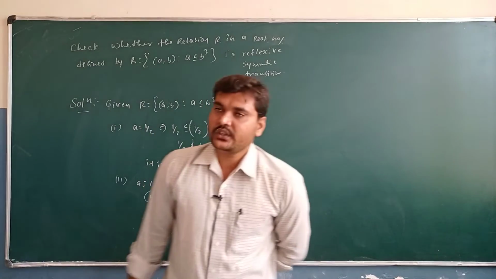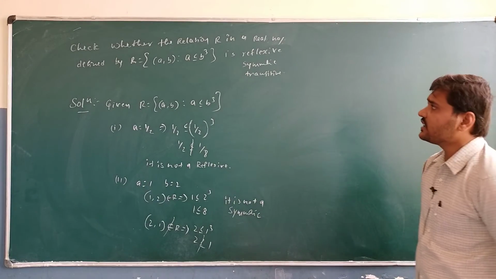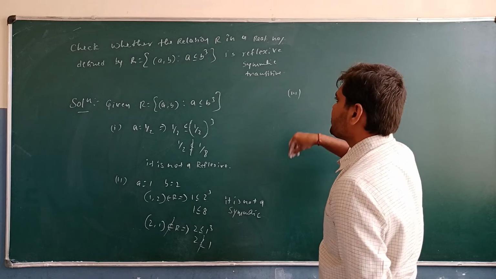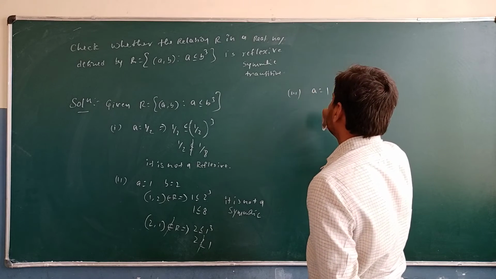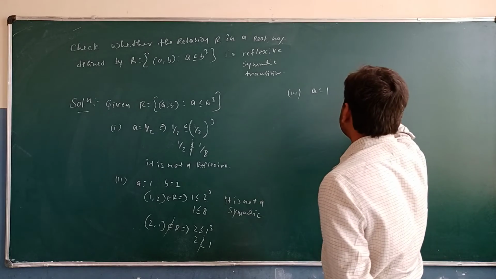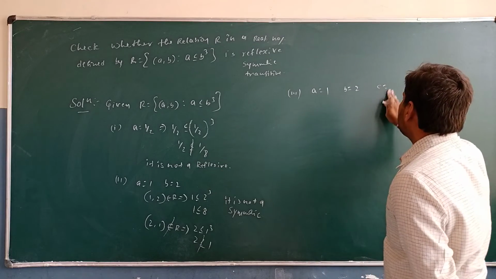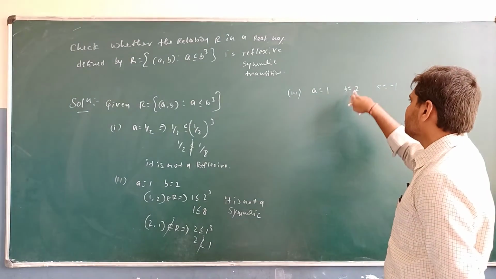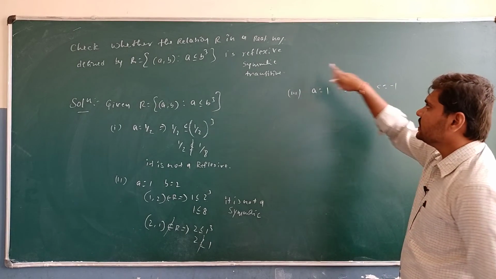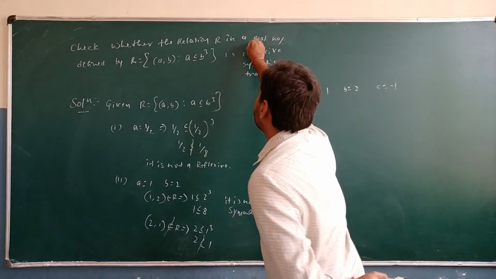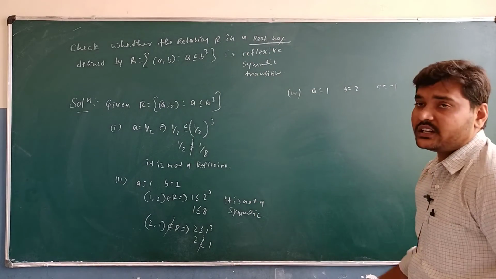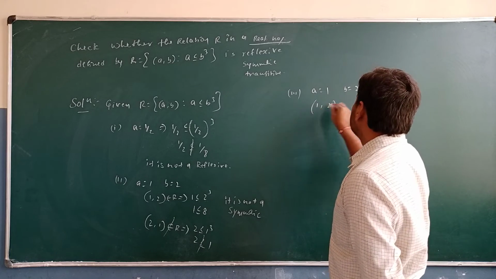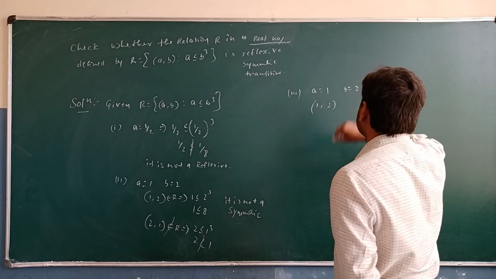So the third one is we need to check the transitive. Suppose I am taking A is equal to 1, B is equal to 2 and C is equal to 3. Just I am taking A is equal to 1, B is equal to 2 and C is equal to minus 1. Because the relation is defined on the set of real numbers, then what about (1, 2)? So I am taking C is equal to 3 here.